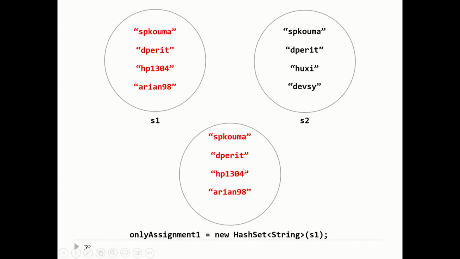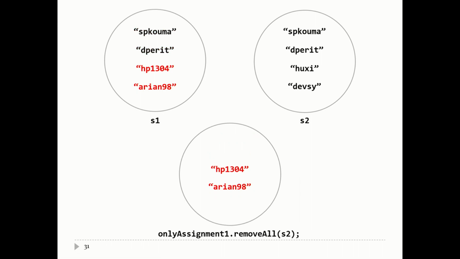So, is this name in this set? The answer is yes, so I'm going to kick that name out. Is this name in this set? The answer is yes, so we'll kick that name out. Is this name in this set? The answer is no. Is this name in this set? The answer is no, so we're going to keep them. And you end up with the following. So those are the students who only completed assignment 1.